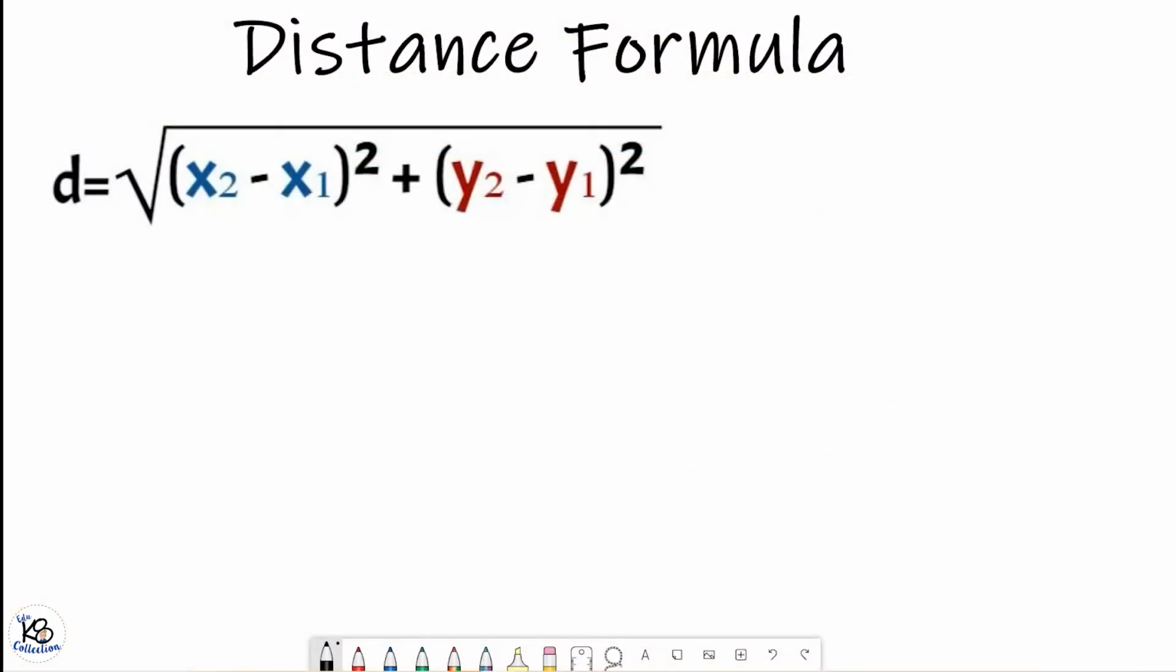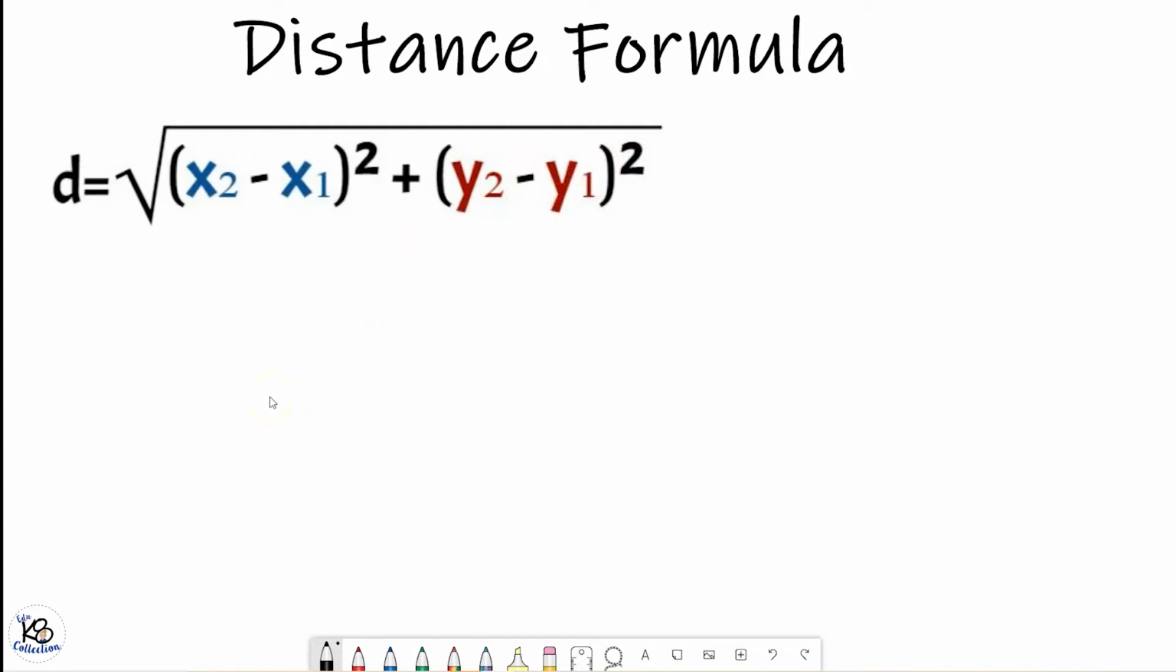Distance formula review video. So this video is showing you how to use the distance formula to find the distance between 2 points. In order to use this formula, and the formula is read as d equals the square root of x2 minus x1 squared plus y2 minus y1 squared. In order to use this, we need to be given 2 points.